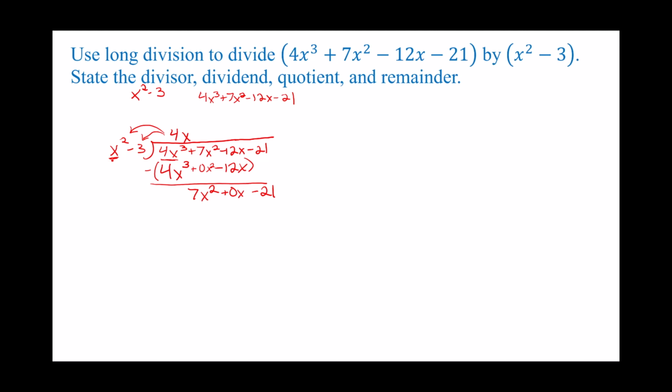And then we're going to do the same thing. What times x squared is 7x squared? So that will be 7. So I'll write a plus 7. And then I multiply that 7 by the x squared minus 3. So 7 times x squared is 7x squared. And 7 times negative 3 is negative 21. And again, I could put a 0x here. I have 7x squared minus 7x squared, which is 0. 0x minus 0x is 0. And negative 21 minus a negative 21 is 0. So our remainder is 0. So our quotient then is the 4x plus 7, and the remainder is 0.